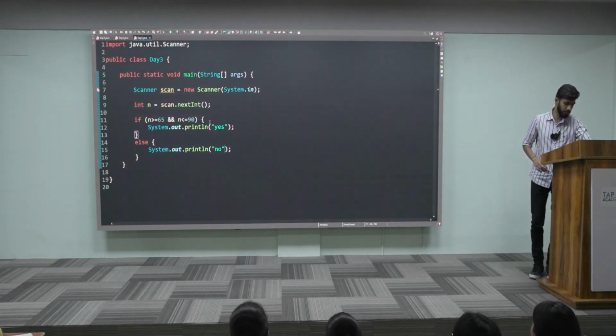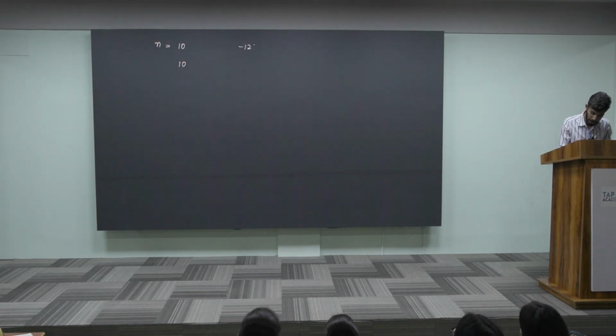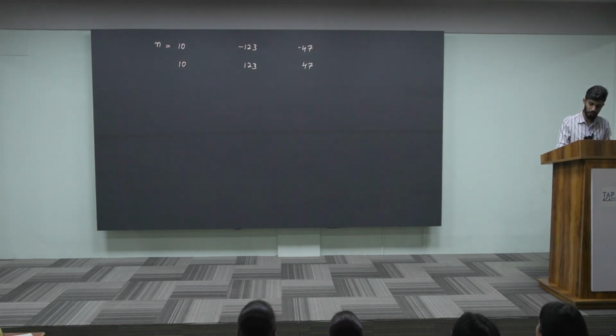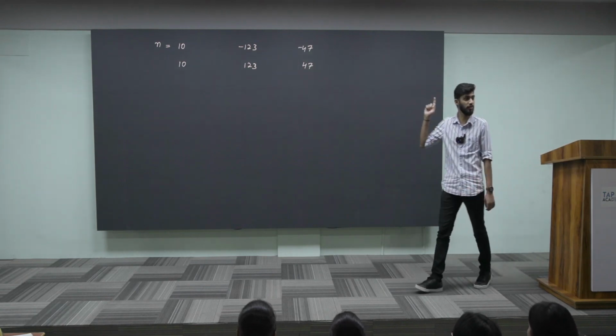Now you can remove this. Let's go to the next problem. You are given one n value. The n value is equal to 10. If the n value is equal to 10, the output should be 10. If the n value is equal to minus 123, the output has to be 123. If the n value is 47, then the output also should be 47. Even if it is minus 47, the output should be 47. Is the question clear to everyone?